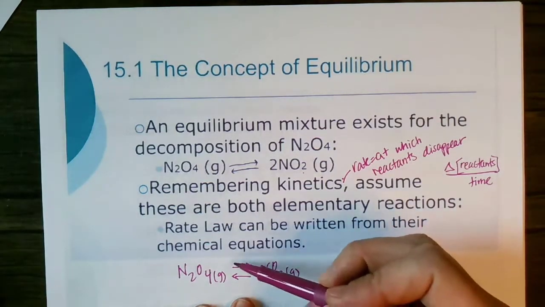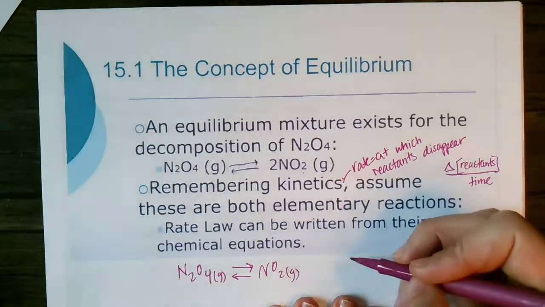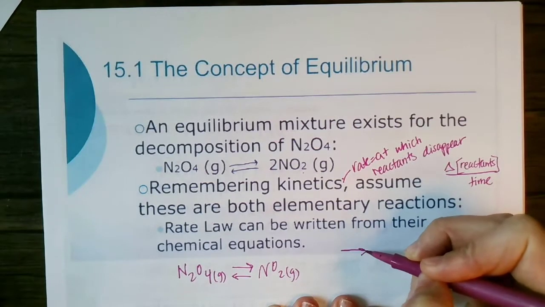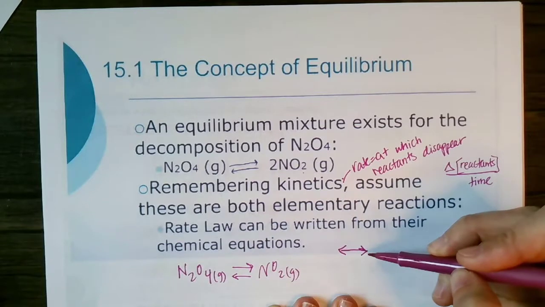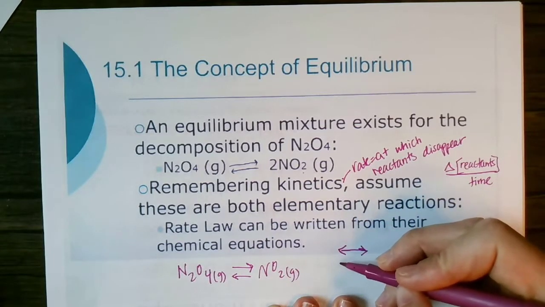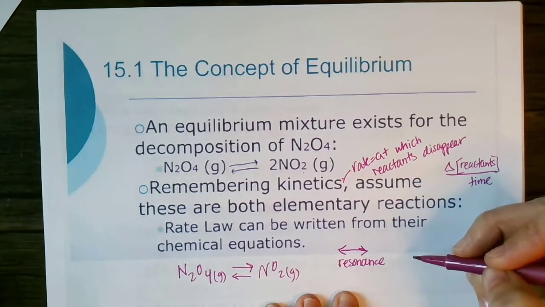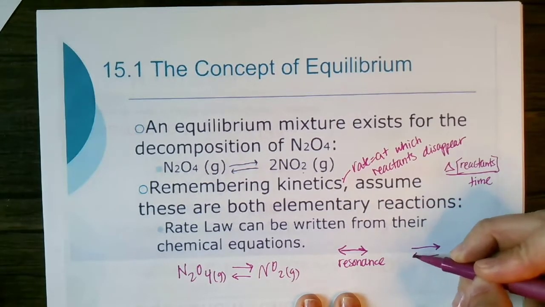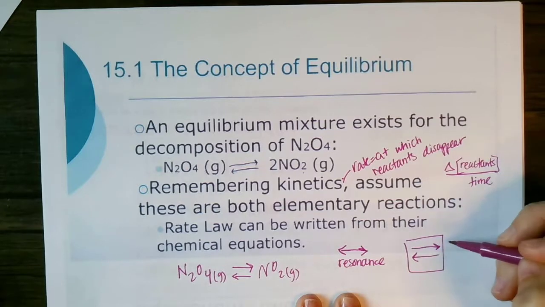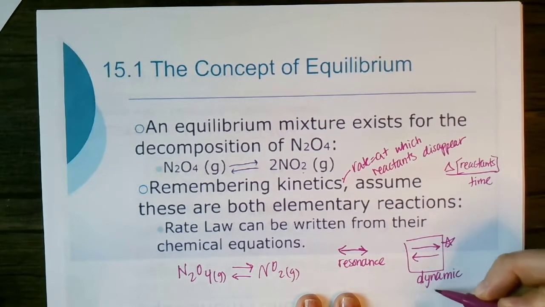Now also notice that for this dynamic equilibrium, there might be a time in the notes where my keyboard was not able to make this, so you'll see a double arrow. This is not correct. This shows resonance, not dynamic equilibrium. Dynamic equilibrium has a forward arrow and a reverse arrow. This is the correct way to show dynamic equilibrium.